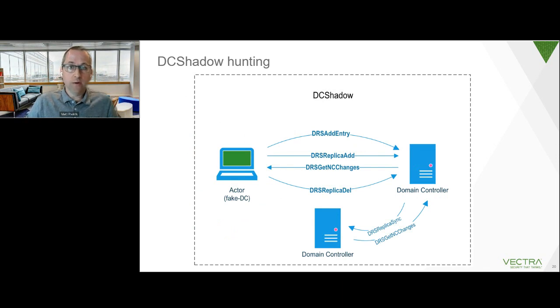The first thing to search for is a non-domain controller, which we'll call a fake DC, performing the DRS add entry function call towards a real domain controller. This is followed by the fake DC performing DRS replica add towards the same DC. After these calls are made, the real DC will execute DRS get NC changes function call towards the fake DC. Once the replication is complete, the fake DC will execute DRS replica delete towards the DC, and finally the DC will execute DRS update refs towards the fake DC. After this, the real DC will signal other DCs that it has new information, and replication will ensue.